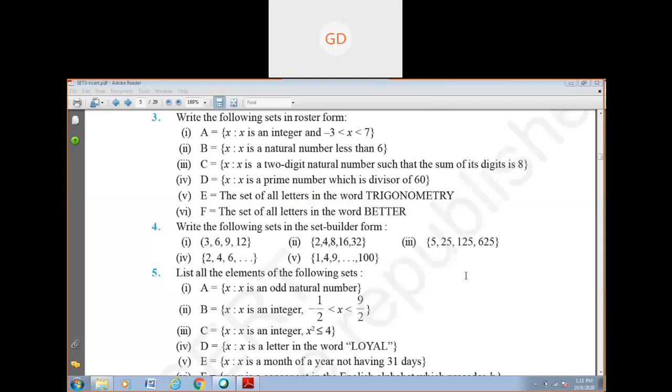Sub question 5 of question number 3. I think sub question 4 was also left. You can see, x such that x is a prime number which is a divisor of 60. So you can write the prime factors of 60 within second bracket.